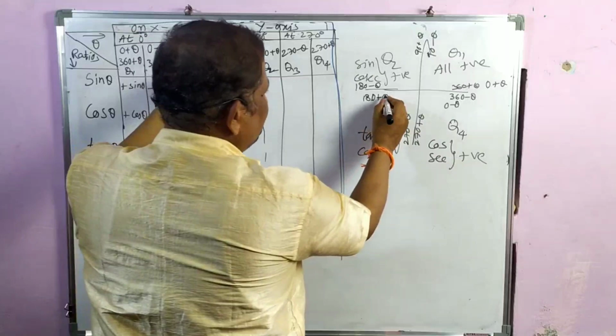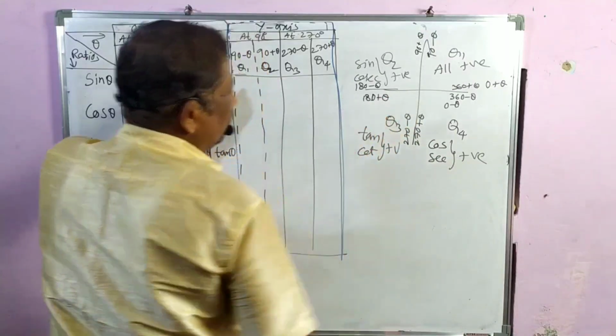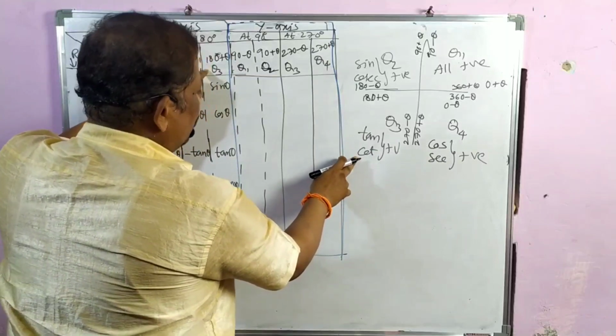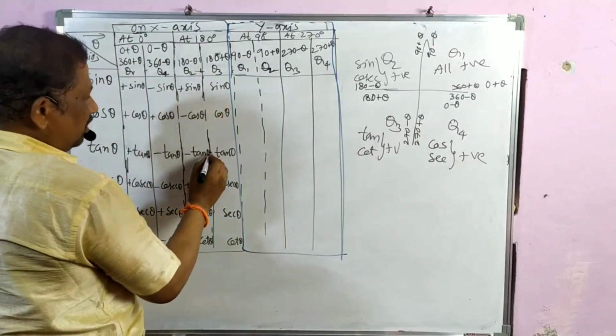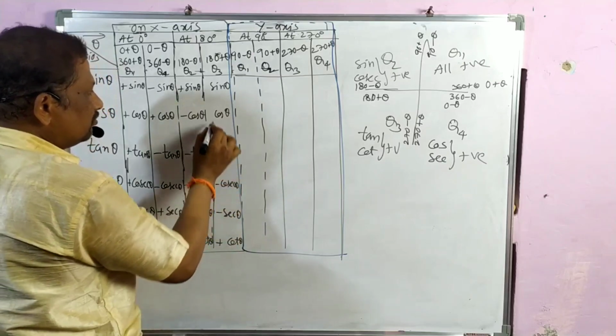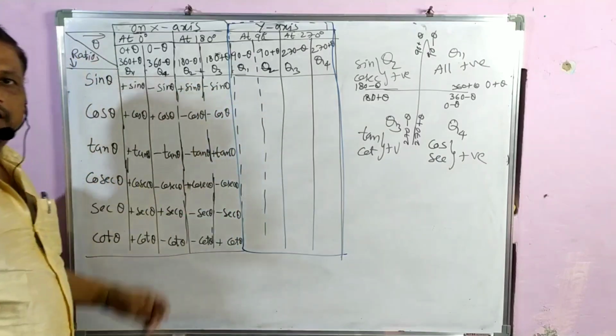180 plus theta means it falls in the third quadrant. So in the third quadrant, tan and cot are positive. First you keep tan plus, cot also plus. Remaining all become negative. Okay, is it clear?